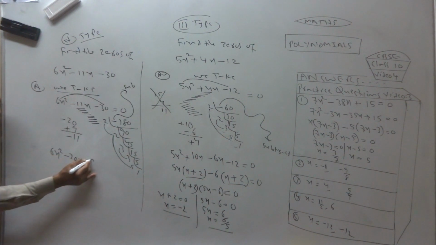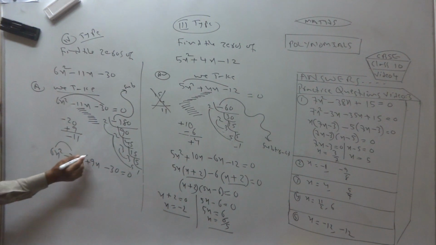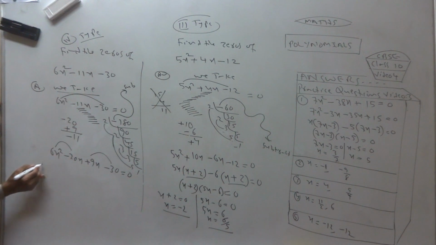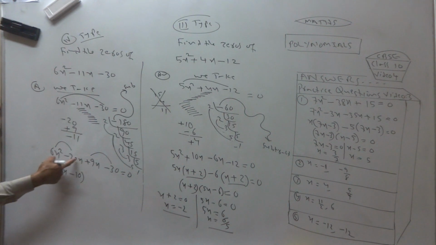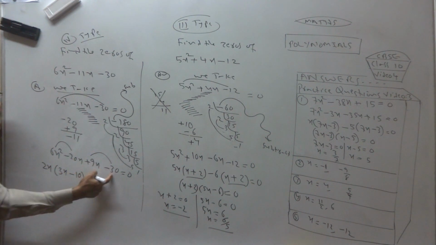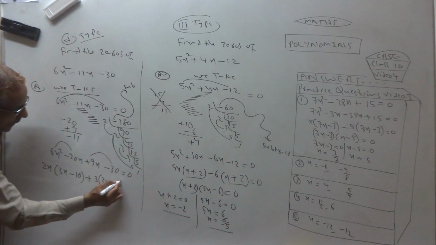Minus 20 plus 9 minus 30. Then you know the system. Taking common. What is common here? 2, because 2 divides both. 2x common. 2 3s are 6, x left. 2 10s are 20. x is common. Finished. 3 common. 3 3s are 9. 3 10s are 30.